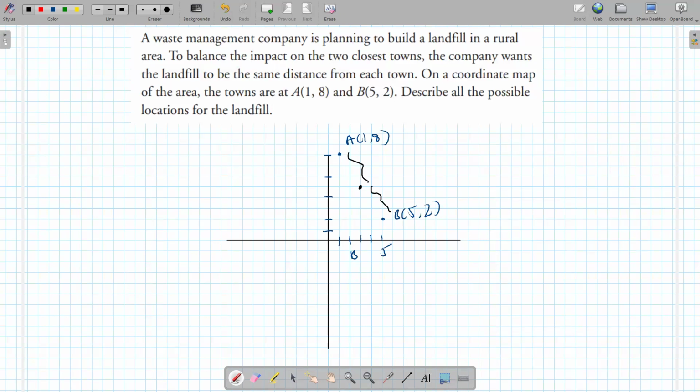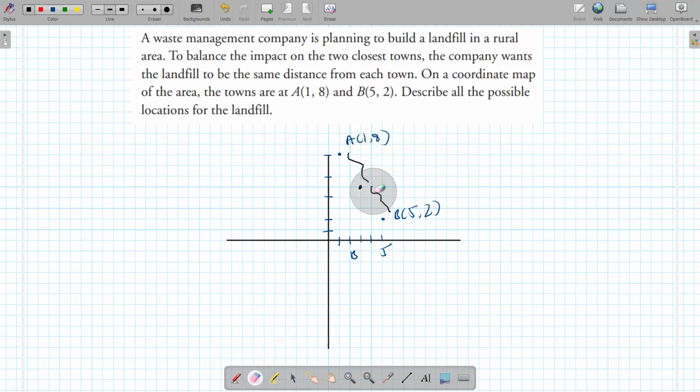You can just do it in your head. What's the midpoint between 1 and 5? It's 3. Actually, no, you're right, it's 4.